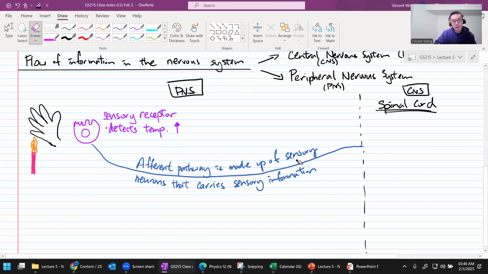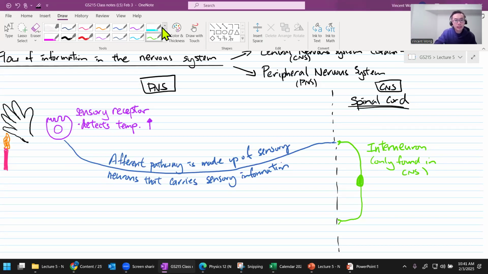Okay, so all this information carried by the sensory neurons is going to go to the spinal cord. And inside the spinal cord, we have a special kind of neuron that has two axons. We call them bipolar neurons. This is a type of bipolar neuron, and it's an interneuron. Interneurons are only found in the CNS.